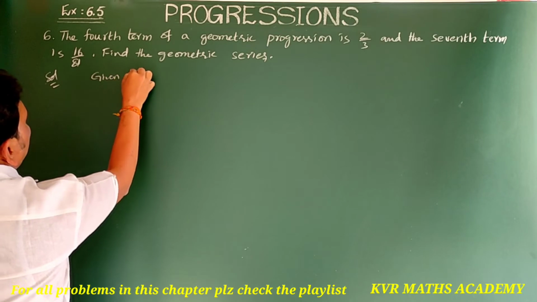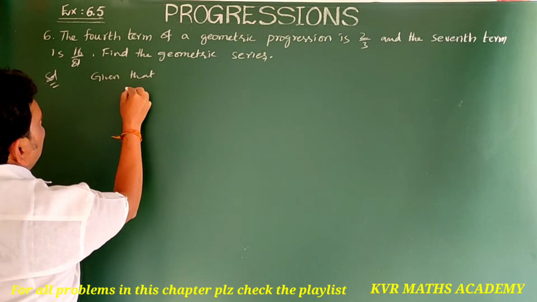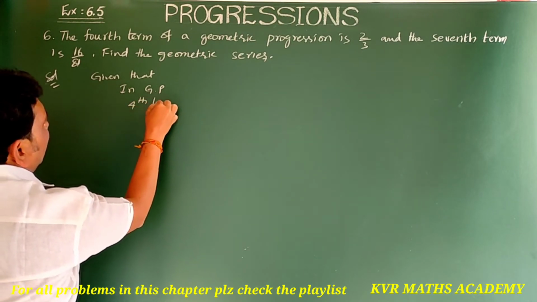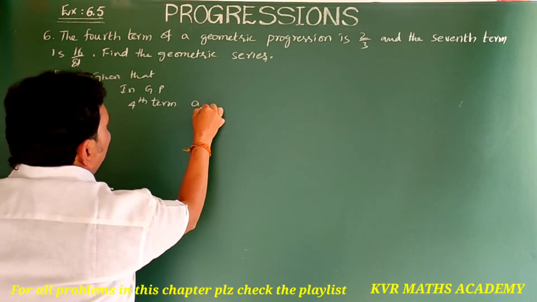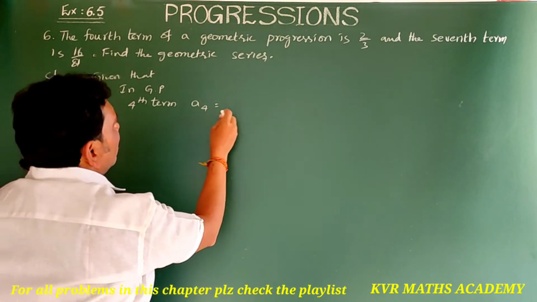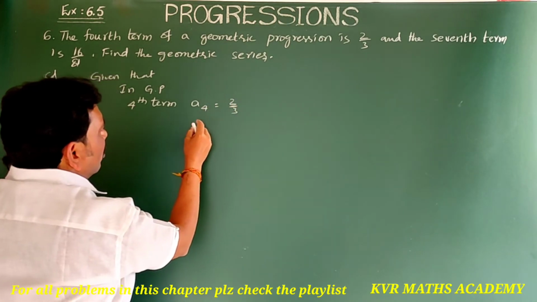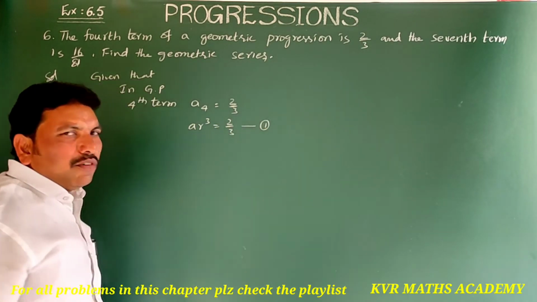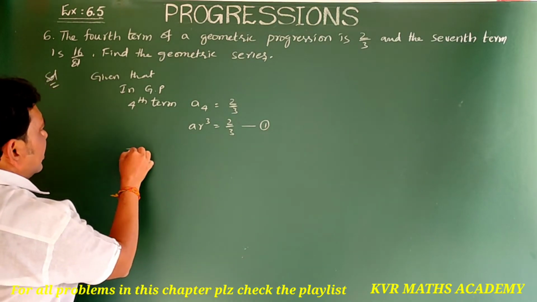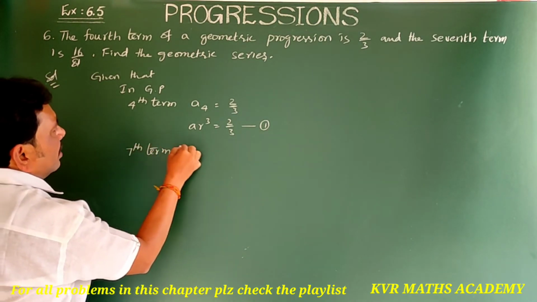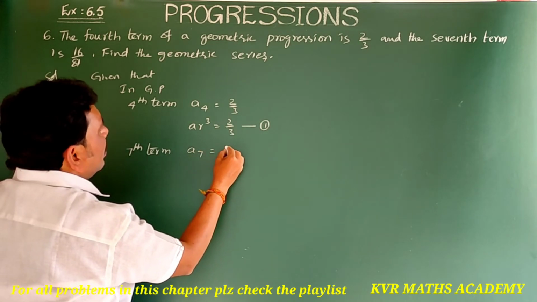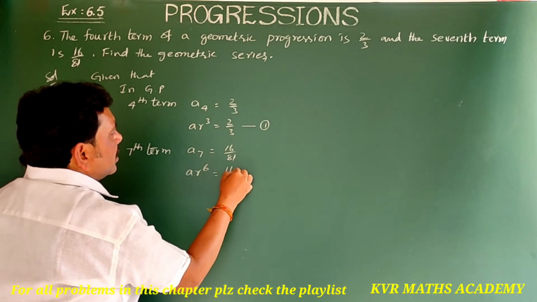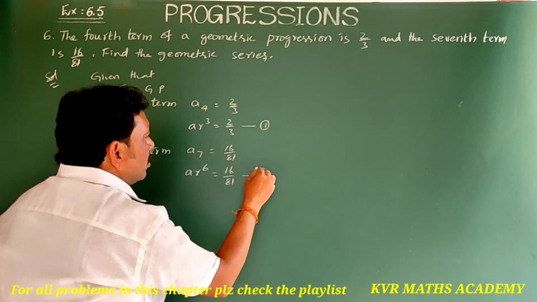Given that in the GP, the fourth term a4 is equal to 2 by 3. So a4 means a r cube is equal to 2 by 3. Say this as equation number 1. Next, the seventh term a7 is equal to 16 by 81. So a7 means a r power 6 is equal to 16 by 81. This is equation number 2.